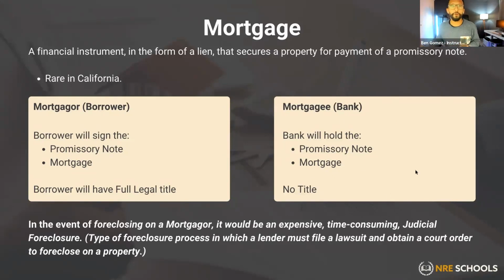Now, if you foreclose, let's say we're in the state of Missouri right now, and I don't even know if Missouri uses mortgage. I'm just using a different state. In the event of foreclosing on a mortgage, it will be an expensive, time-consuming judicial foreclosure. This has to go through the court. It's expensive, takes a long time. This is a type of foreclosure process in which a lender must file a lawsuit and obtain a court order to foreclose on the property. So if you're in a state that's using mortgage as a financial instrument, if the bank wanted to foreclose on the borrower, it's costly, takes a lot of time. They have to file a lawsuit. They have to go through the court process.